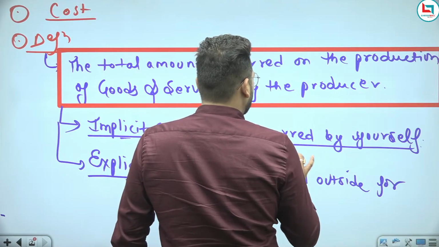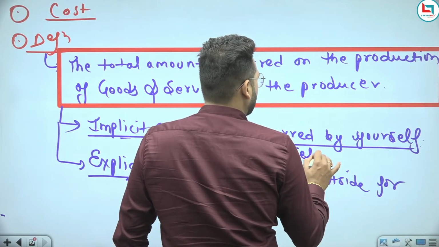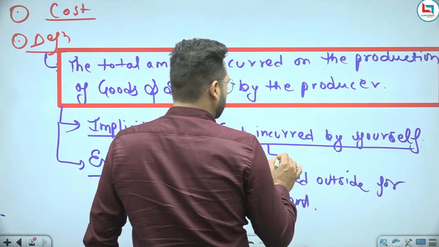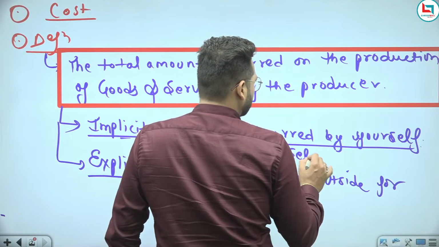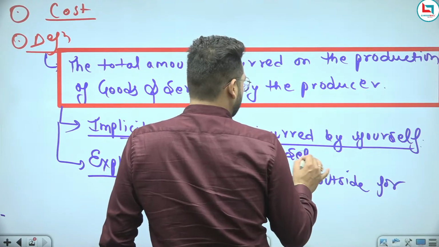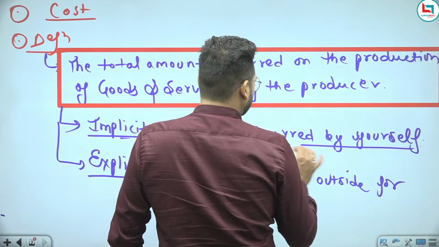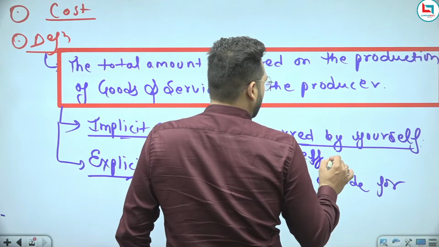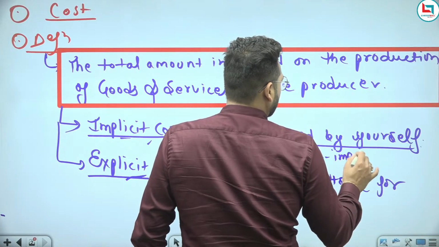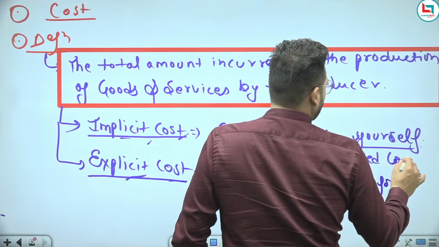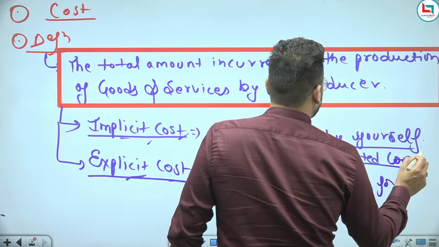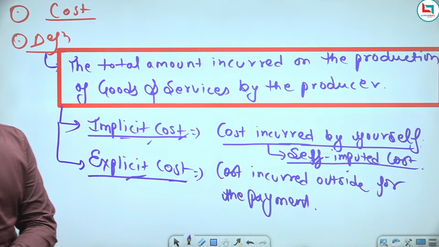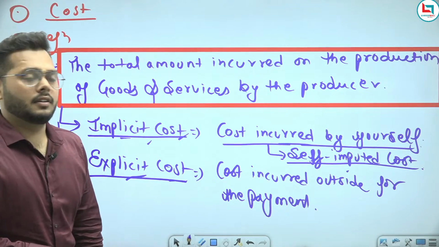This is also called self-imputed cost. You can write this: self-imputed cost. This is also called self-imputed cost. Clear? So that you need to understand, right?